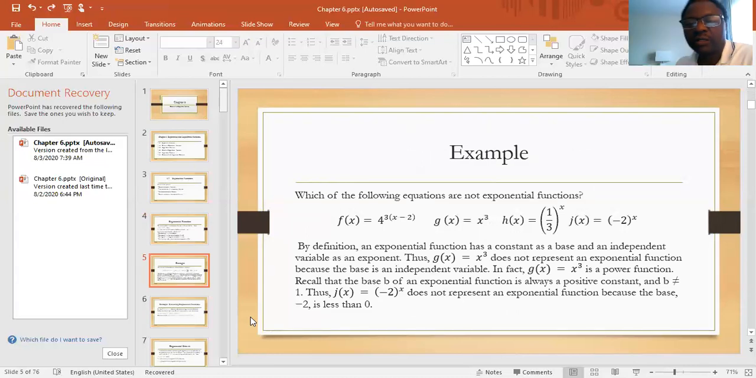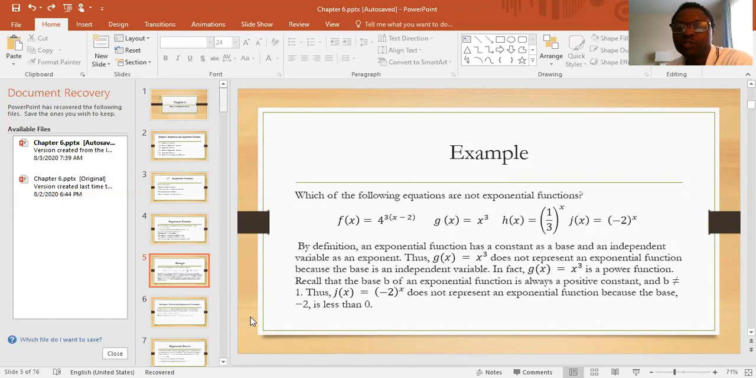Which of the following equations is an exponential function? We can look at the first equation, which can be expressed as 4 raised to power 3x minus 2. We can rewrite it as 4 raised to power 3 times x times 4 raised to power minus 6. So it can be expressed as a number times a number raised to power x, which is an exponential function.